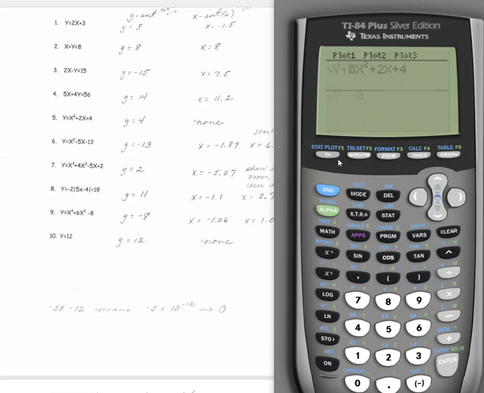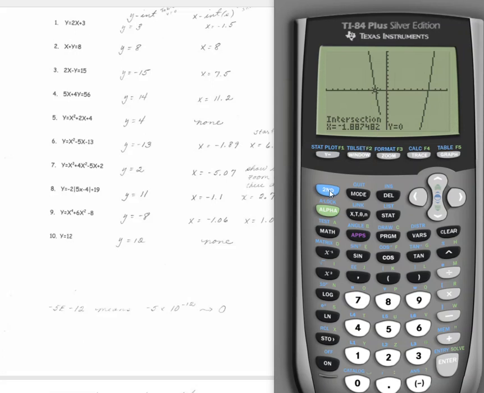All right, let's go back to y equals. Clear out. We're going to put in x squared minus 5x minus 13. Going to hit graph. I've got 2 x-intercepts. Can't see the y one, but that's okay. So let's do second calc 5, enter, enter, enter, and it'll pop to one of them. Okay, so we had negative 1.89. That's that one.